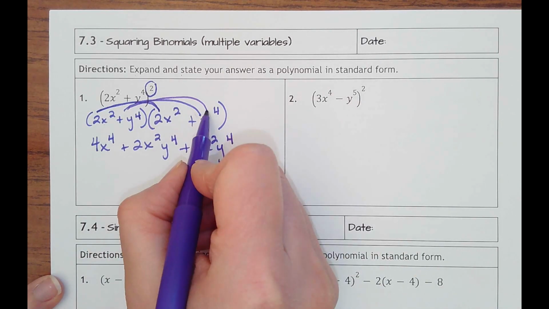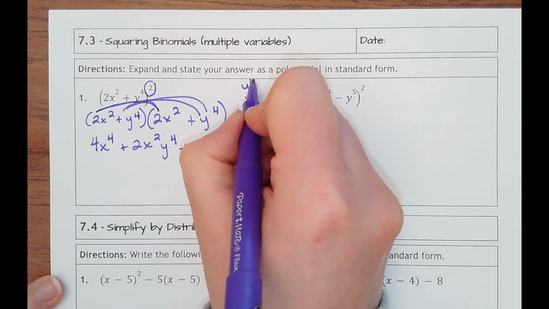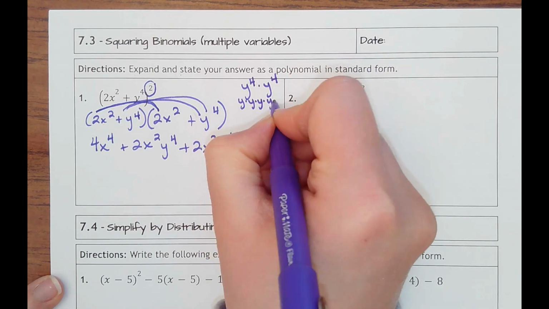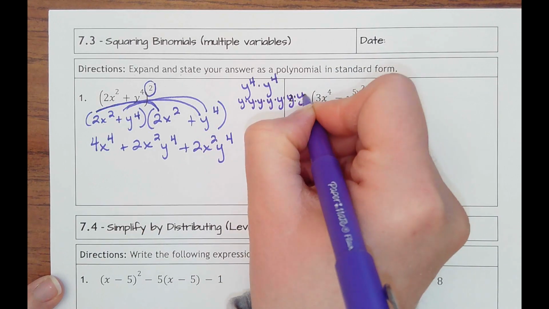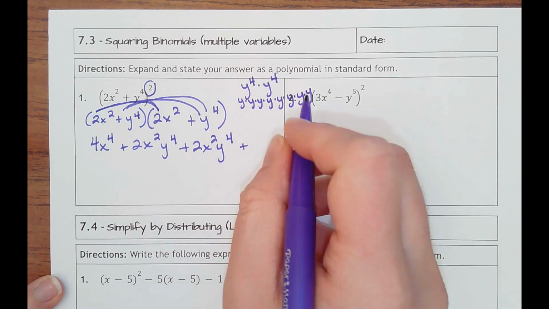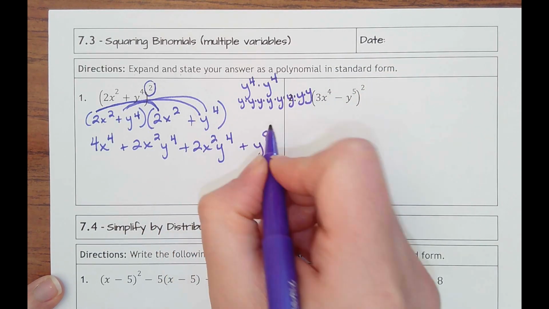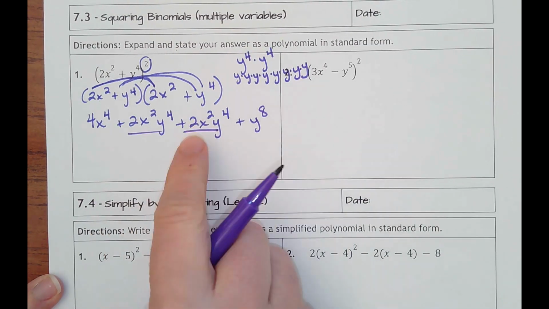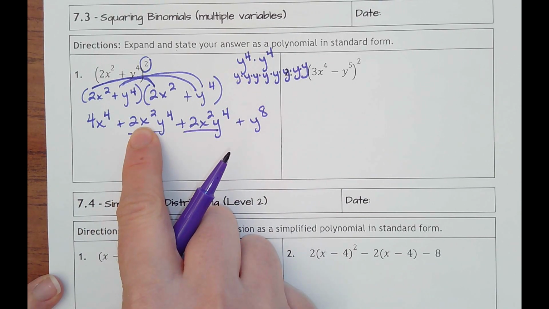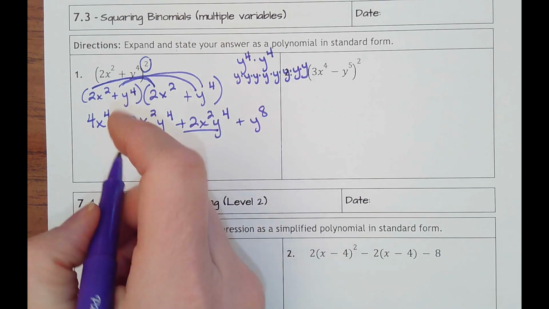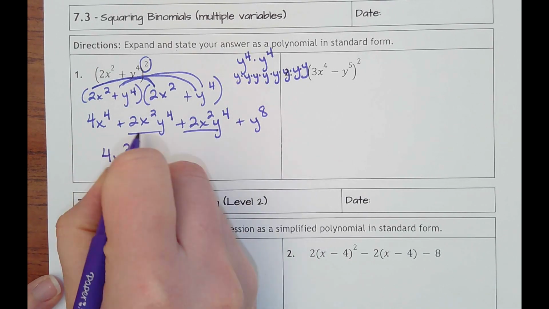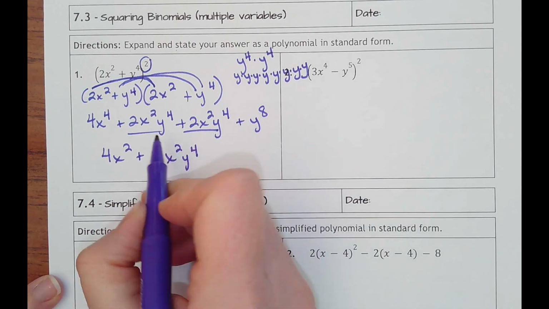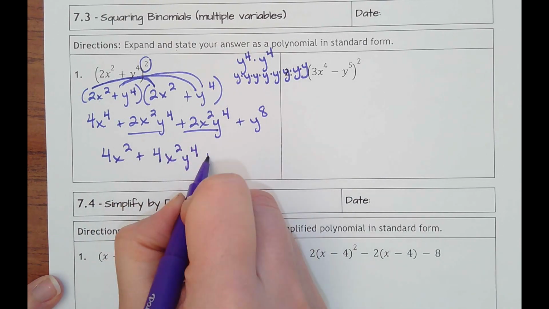And then last is y to the fourth times y to the fourth. So again, I don't want you to think this is going to get 16. You're taking a y times itself 4 more times. That's 8, because 4 plus 4. And then we would combine our like terms in the middle. And since we're adding, we don't increase the exponents. They stay exactly like that. We're going to have 4x to the fourth, plus 2 plus 2 is 4, keep x squared y to the fourth. That's how many of them I have: 4x squared y to the fourth, plus y to the eighth.